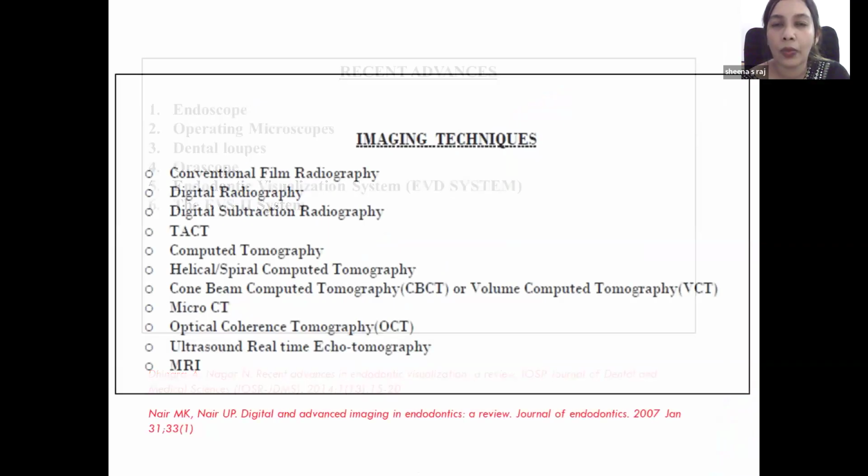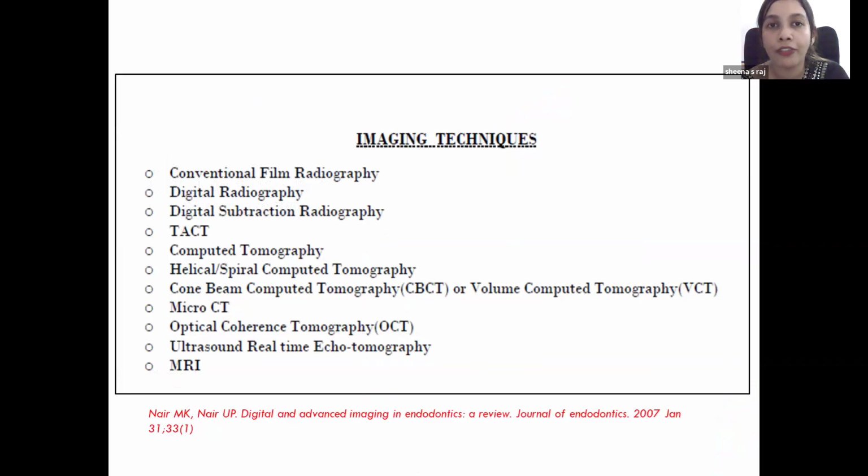This is again another question being asked: what are the various radiographic or analyzing methods for diagnosis? You have to write all these things. The normal conventional radiographs which we study, then digital radiographs, then TACT, then CT, CBCT, micro CT, optical CT. Just write the examples.